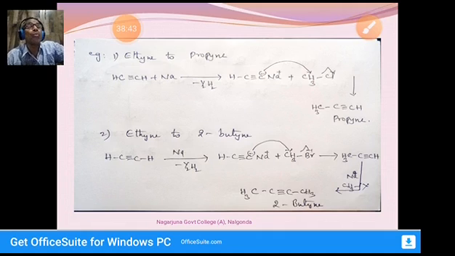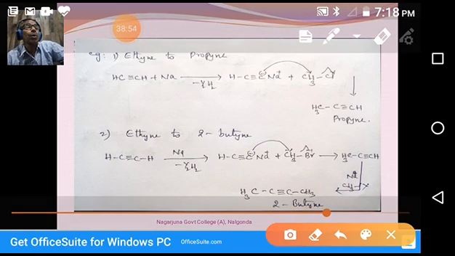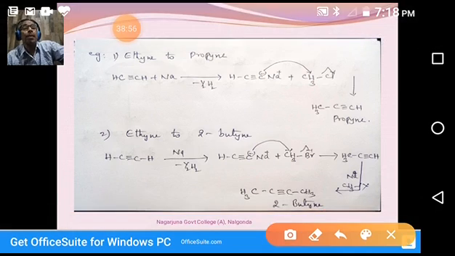We'll go through one more example: ethine to 2-butyne. Look carefully, our target is to prepare what? Ethine, with 2 carbons, ethine.